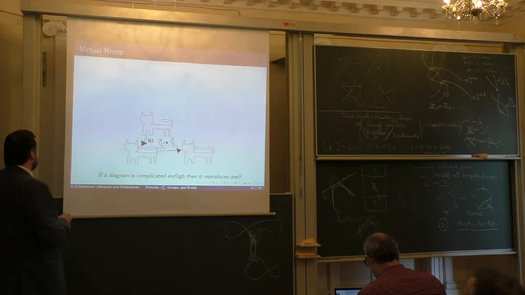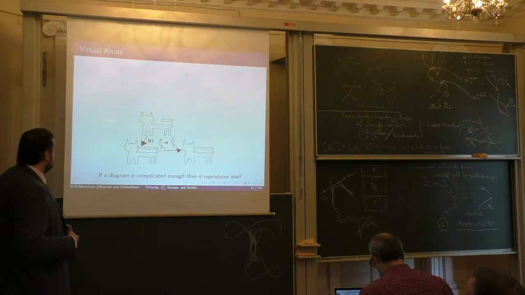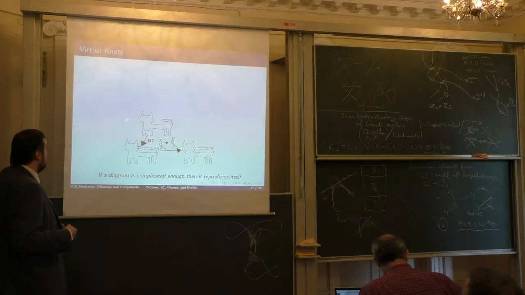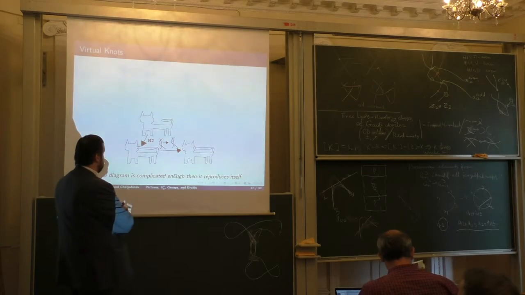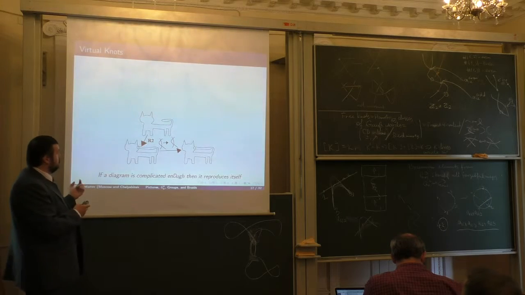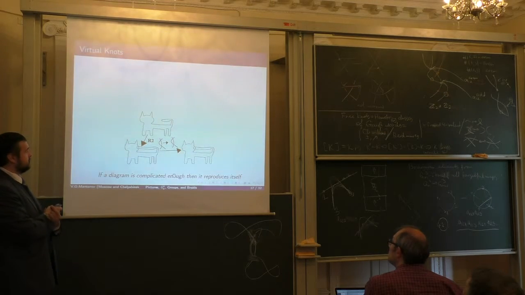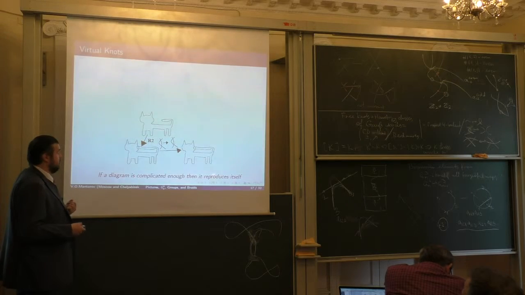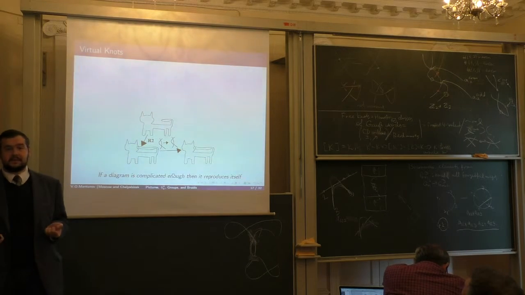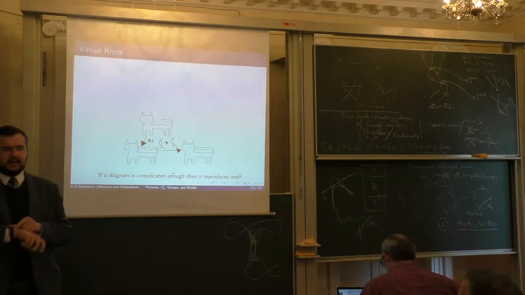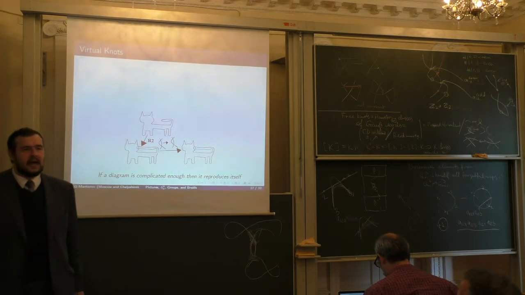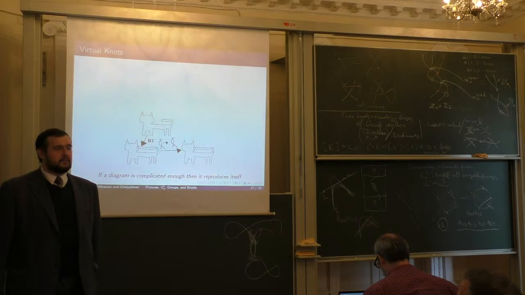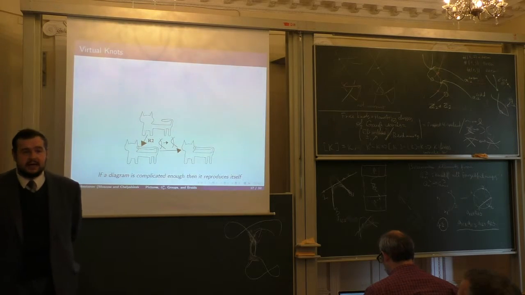Okay. So now, one more principle which works very nicely in virtual knot theory, and which hasn't yet been found to work so far in classical knot theory. The principle sounds as follows: if a diagram is complicated enough, then it reproduces itself. This means the following: assume we have a complicated diagram. Assume we want to apply Reidemeister moves to increase this diagram.